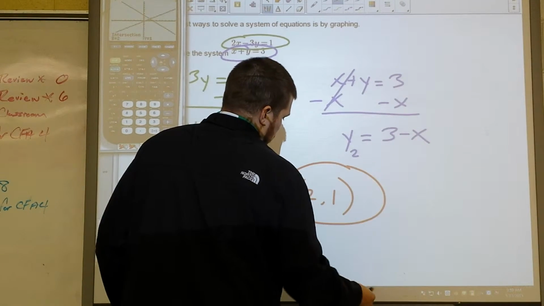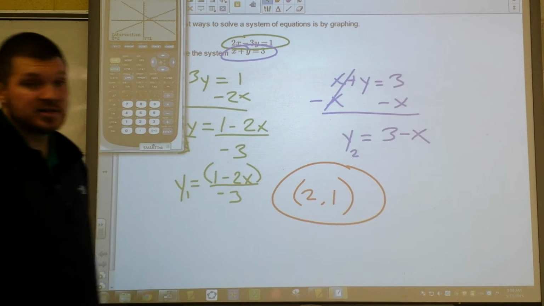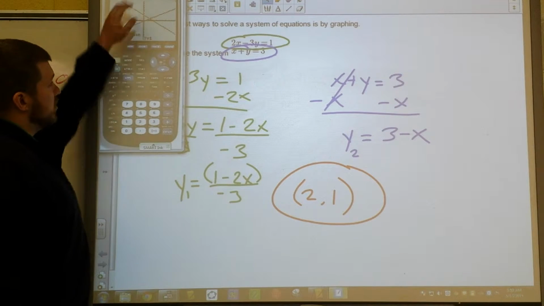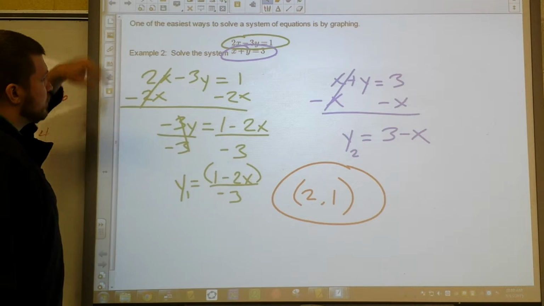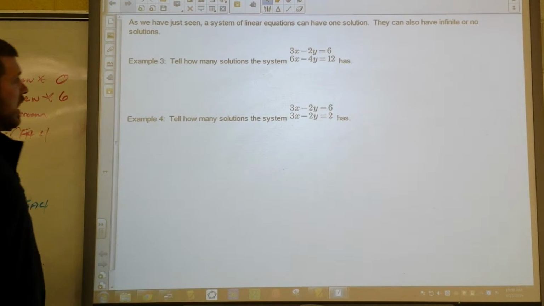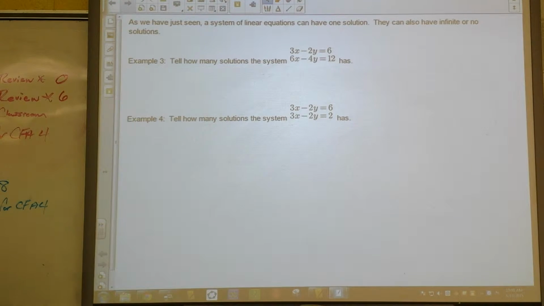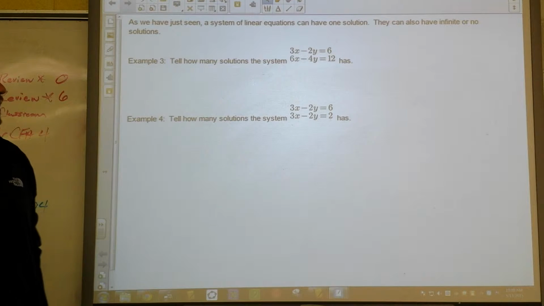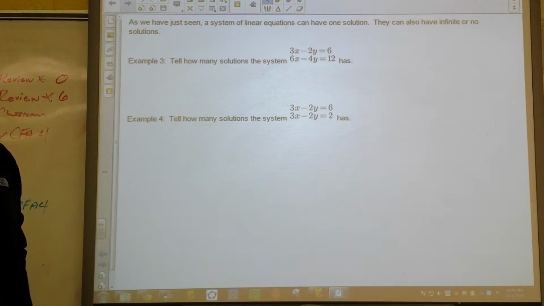This is my answer. You've got to have both numbers, and it's an ordered pair. Be sure you put a comma in between those two. And as you just saw, a system of linear equations can have one solution. They can also have infinite or no solutions, okay?